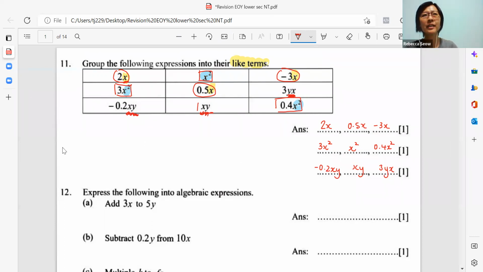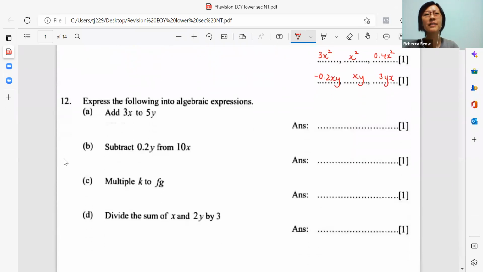Moving on. Question 12. Here they ask you to express the following into algebraic expressions. So the first question, you come across this key word, add. Add means it associates with plus. Add 3x to 5y. So the answer would be 3x plus 5y. Next one. The keyword again, subtract. Subtract means minus. Minus 0.2y from 10x.